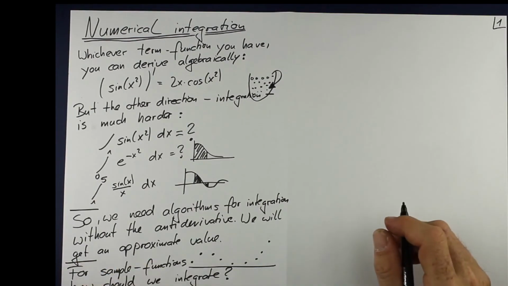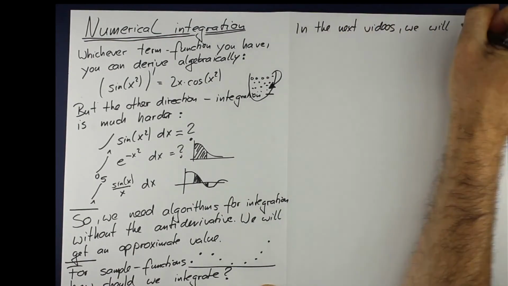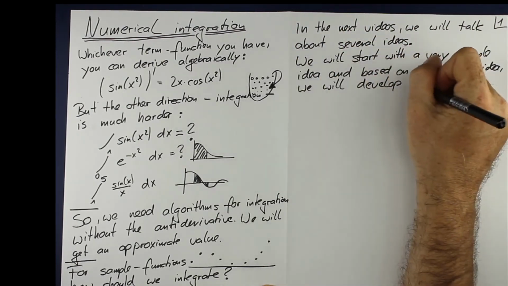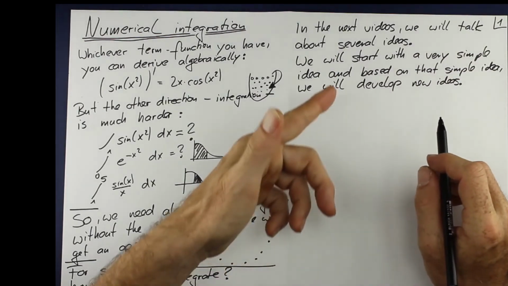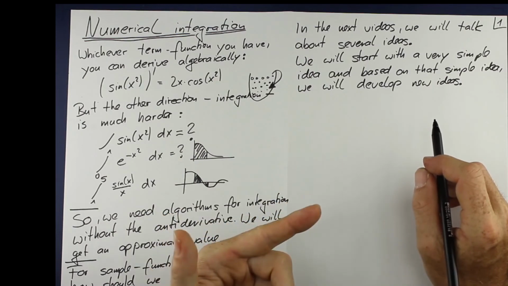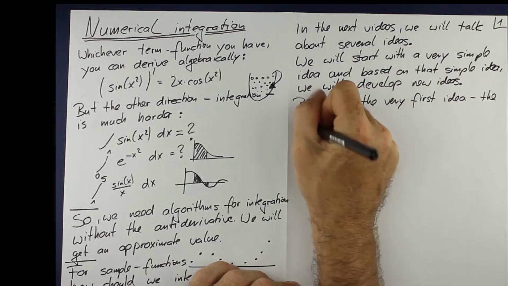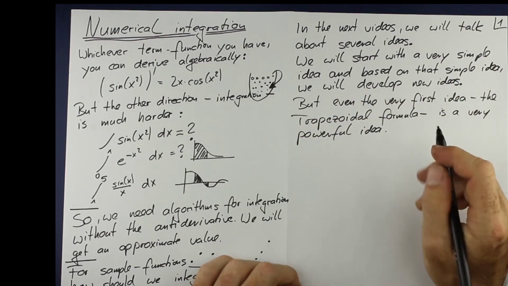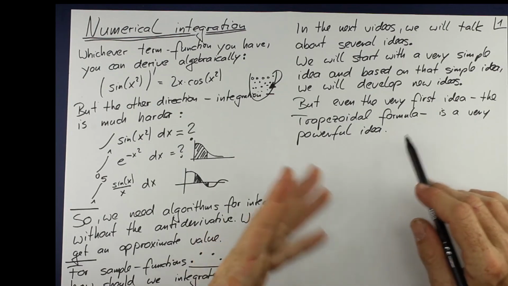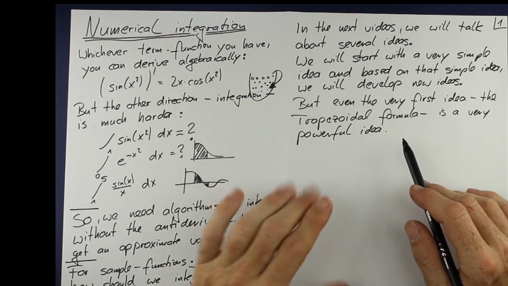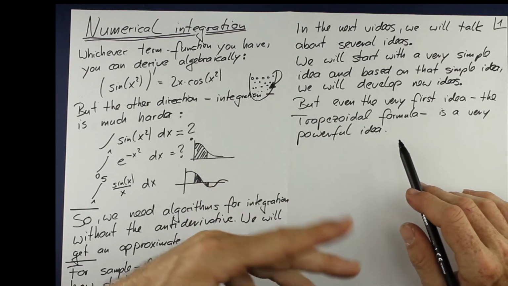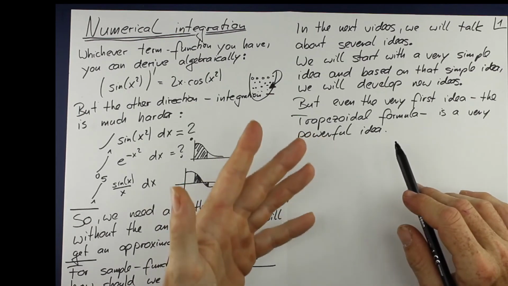And what will we do in the next videos? In the next videos, we will talk about several ideas, and we will start with the trapezoidal formula. This is a very easy idea. It's the starting point for us, but this starting point alone is very powerful. It's not only for didactical use that we start with that idea.